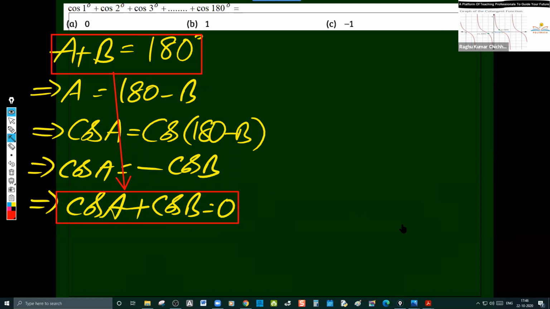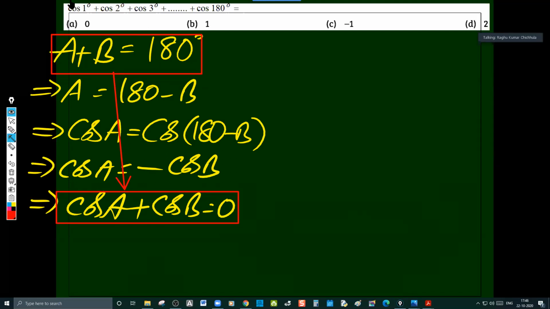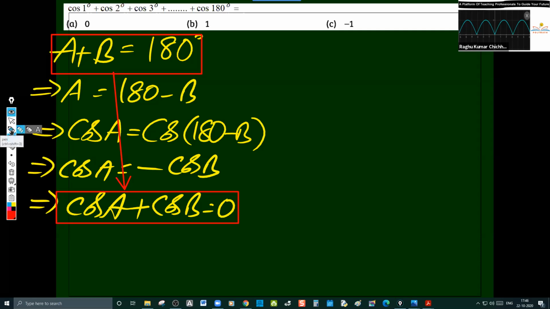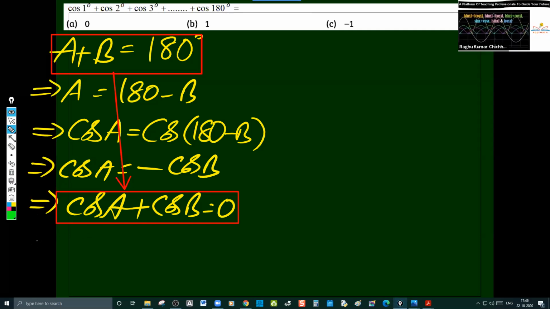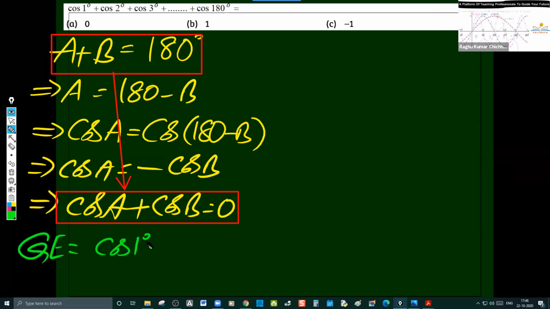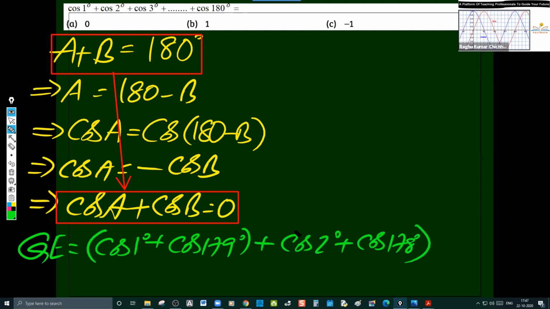Now, any one of you, tell me the pairing for this problem. 180 will be odd. The rest will be paired: 179 and 1, 178 and 2, and so on and so forth. Very good. Now tell me the final answer. The given expression can be written as cos 1 degree plus cos 179 degrees, which is obviously 0, plus cos 2 degrees plus cos 178 degrees, which is also 0, and so on.